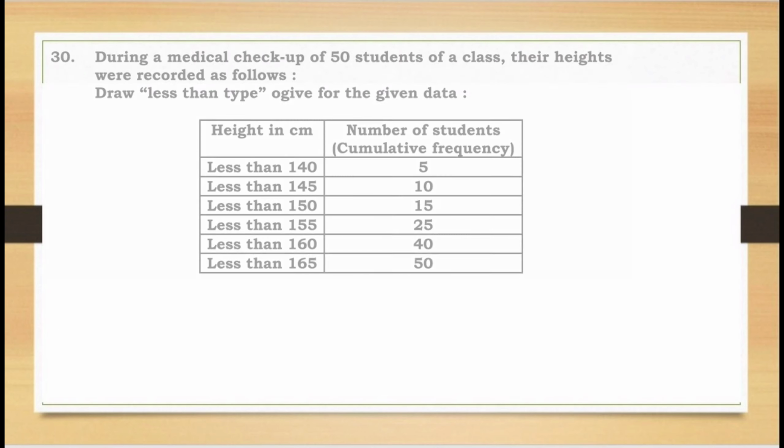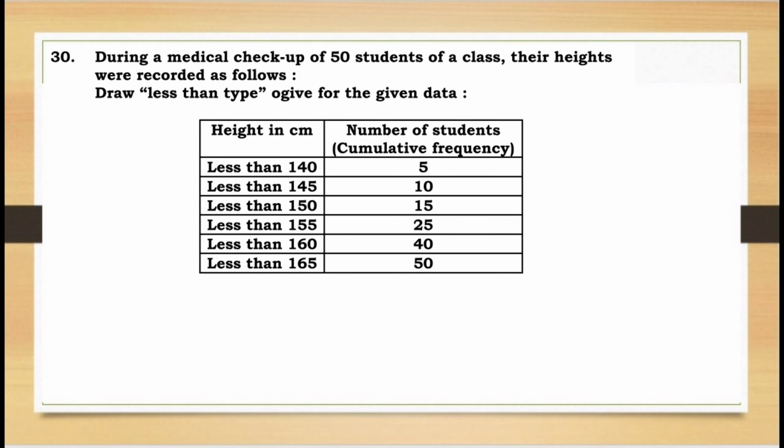30th question is, during a medical checkup of 50 students of a class, their heights were recorded as follows. Draw a less than type ogive for the given data. Now they have given height in centimeters and the number of students, that is the cumulative frequency. You just observe the given table. Here they have given the upper limits of the heights.